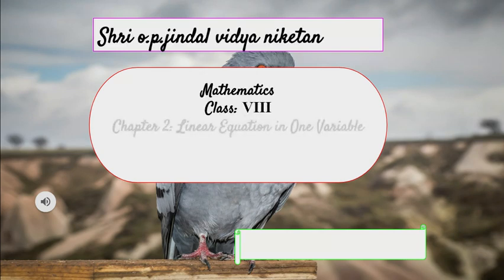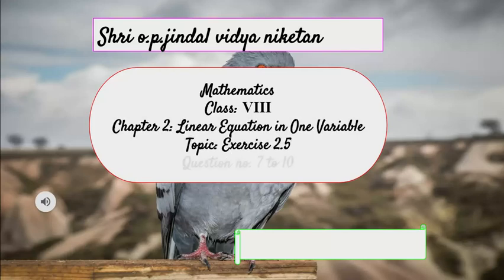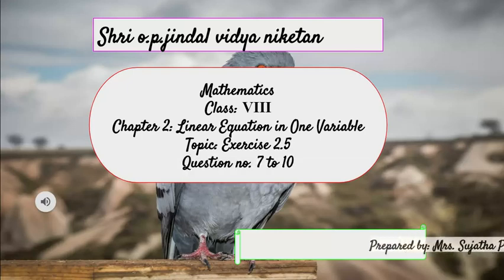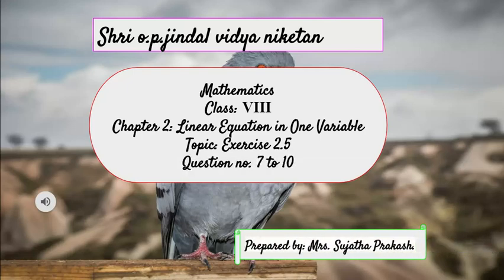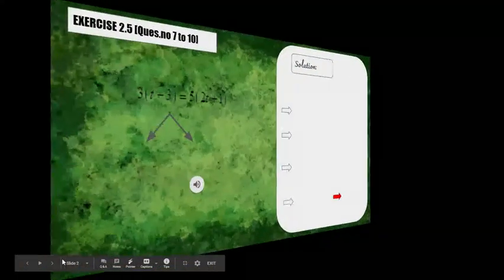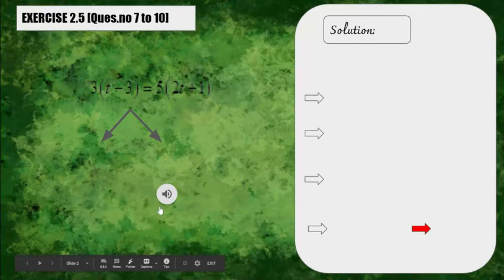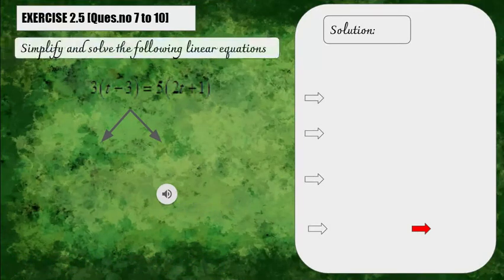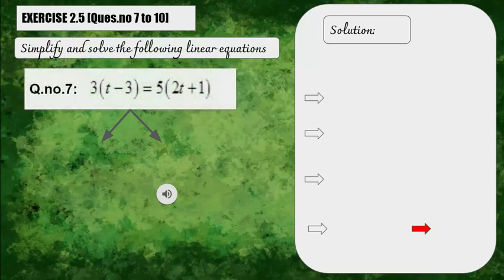Today we are solving question number 7 to 10 of exercise 2.5, linear equation in one variable. Let's start. Now we can solve question number 7 to 10. In these questions, first we have to simplify the equations, then solve. Let's see the first question, that is question number 7.